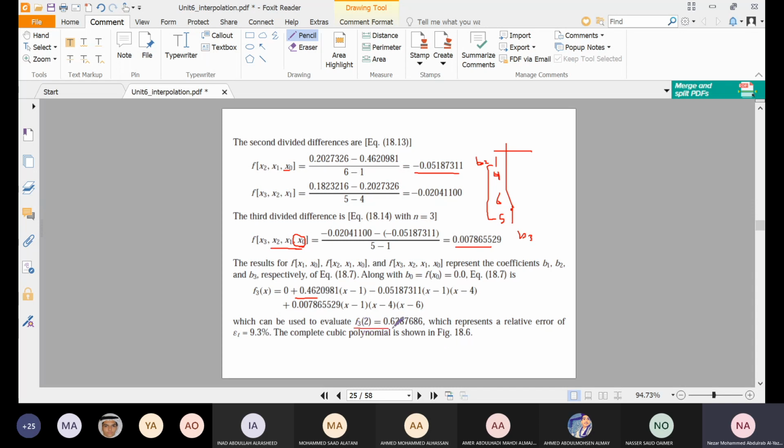So now when we use the third order polynomial, our estimation is equal to 0.62. If we compute the true percentage error, we can see it is equal to 9.3%. Okay, so it is reduced by half. So until here I will stop, and next class, inshallah, I will repeat this example again.